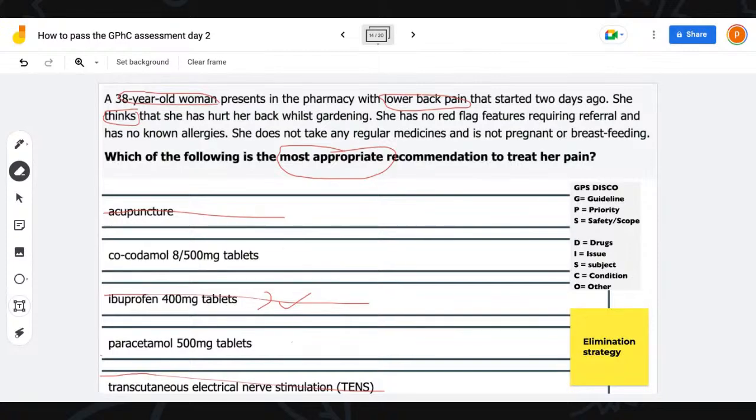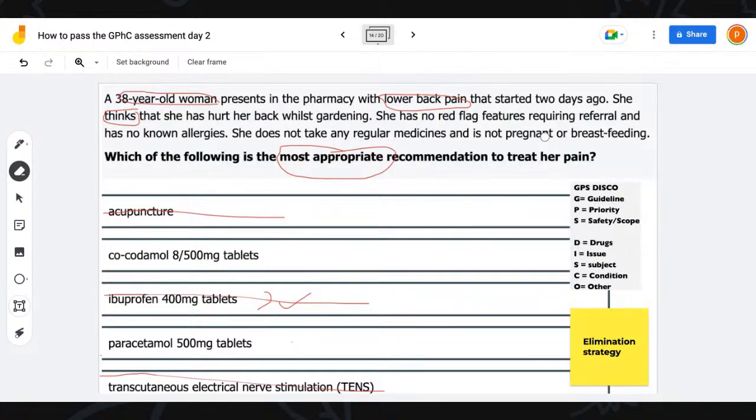Okay. She's able to walk, so the pain is not severe, and there are no red flags. They've told you all of this in the question. That's why I showed you guys that using that framework will help you. These are things that will tell you what you're looking at. The patient has no red flags, no allergies, no regular medication, is not pregnant, and has come into the pharmacy. All of that should tell you this patient has lower back pain.